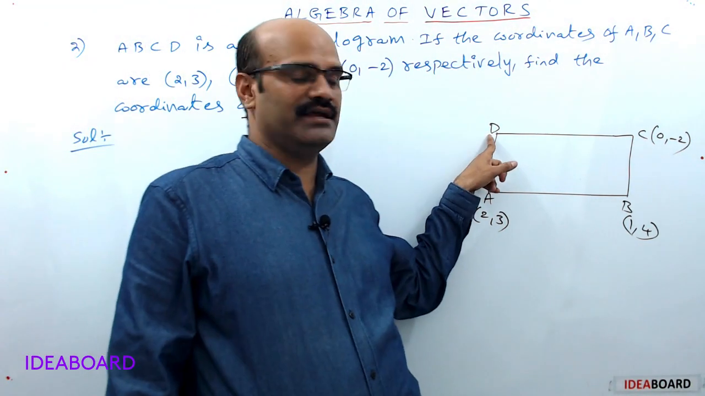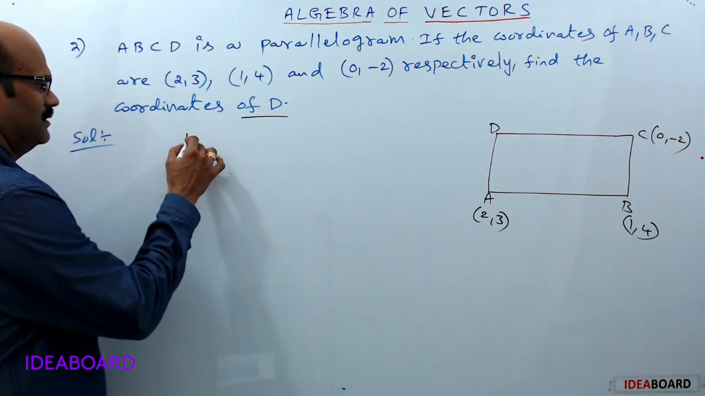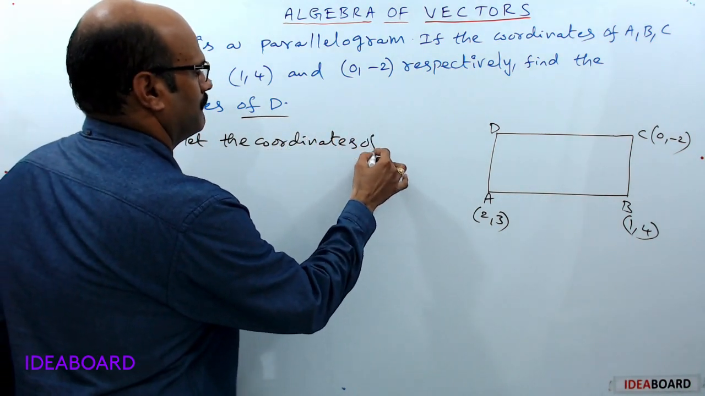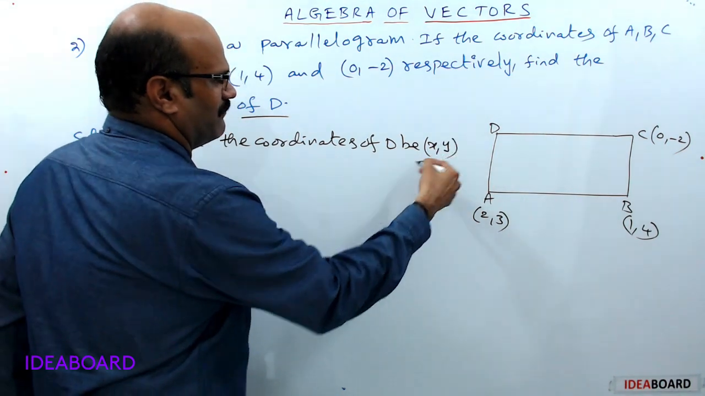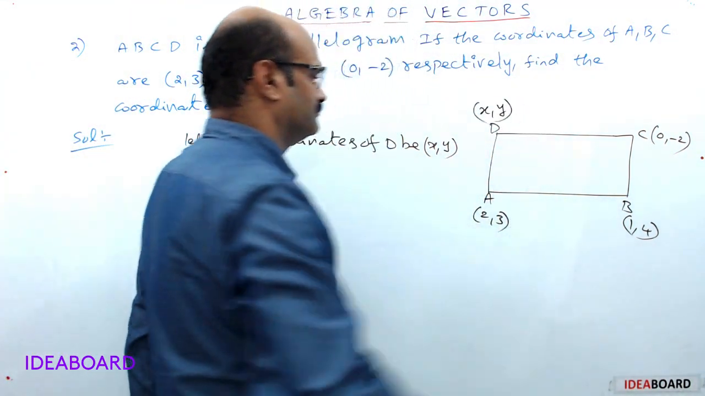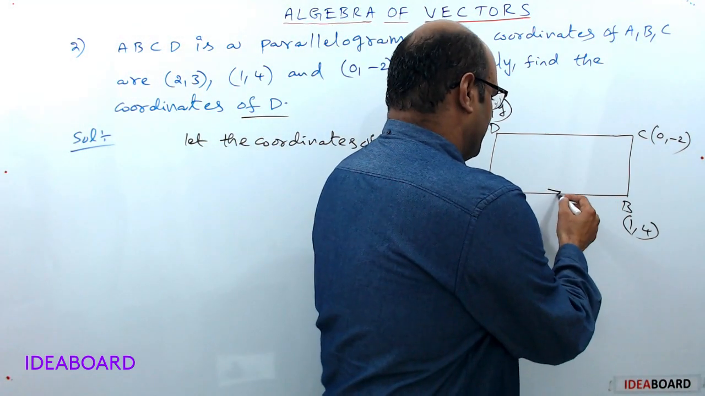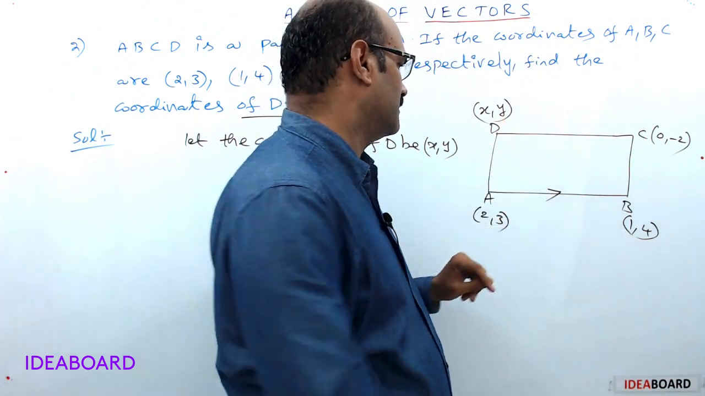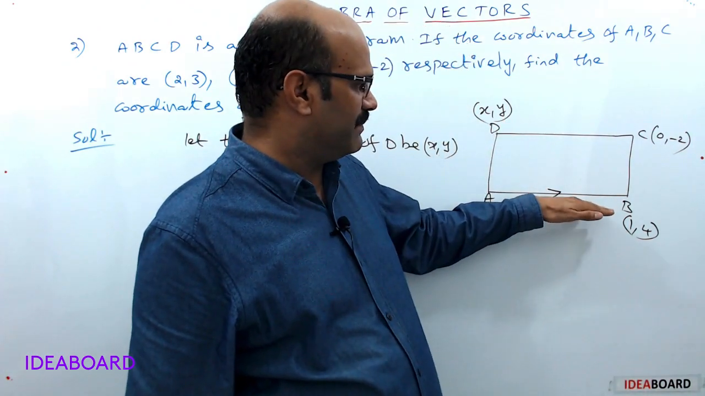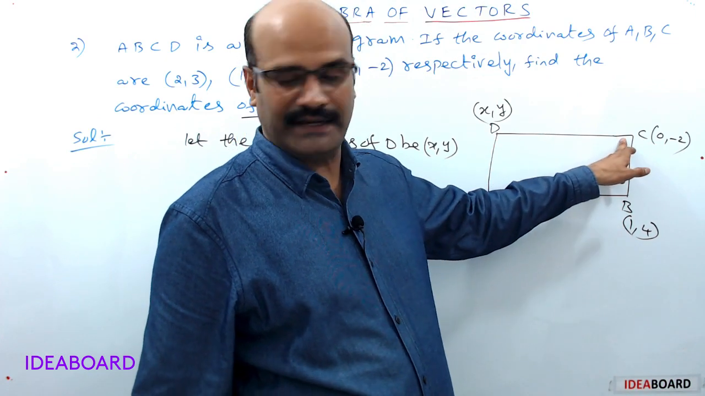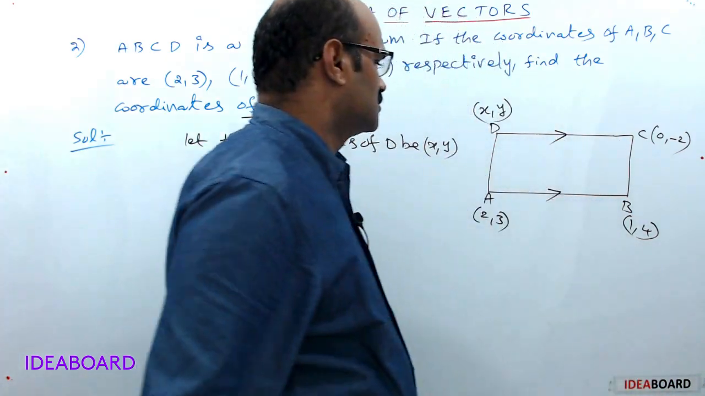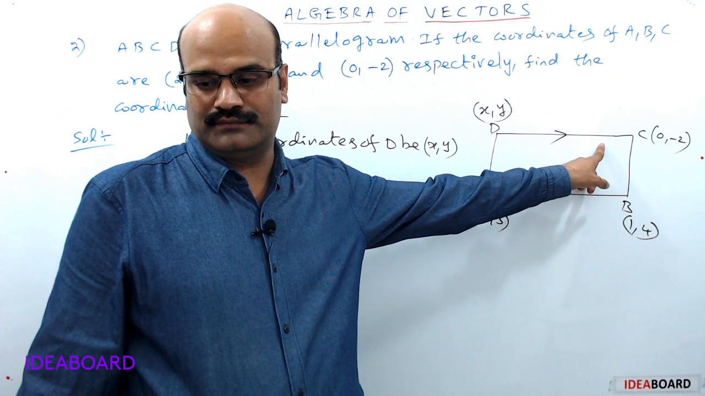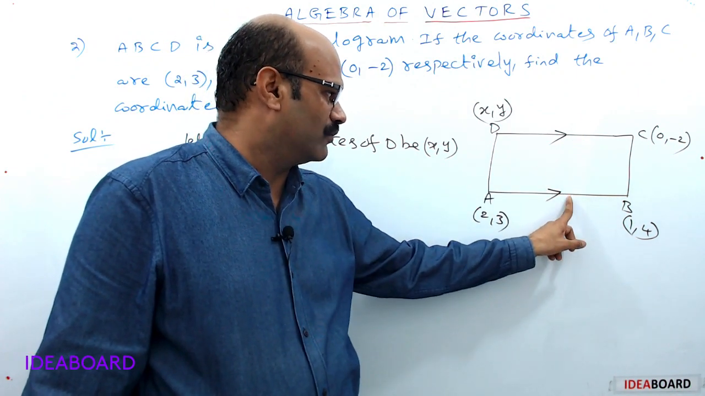So let the coordinates of D be x, y. Now this is AB vector and it is BC vector, and here we have CD vector. Always in a parallelogram we know that AB vector is always equal to DC vector. So here from the diagram take AB vector equal to DC vector. These two are opposite sides of a parallelogram.